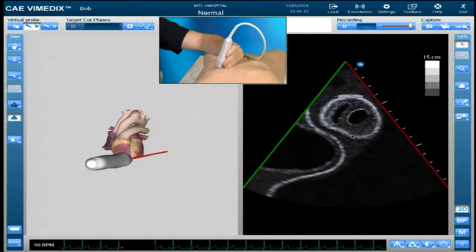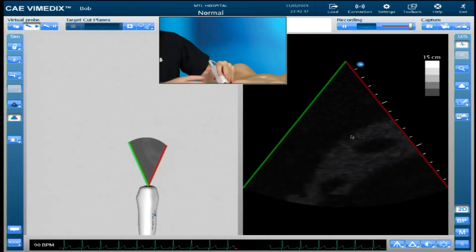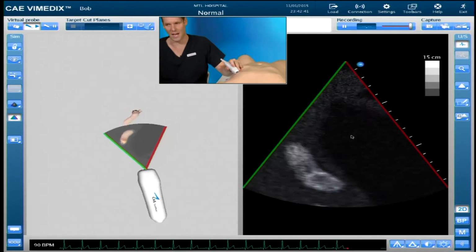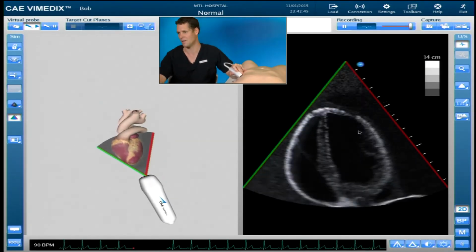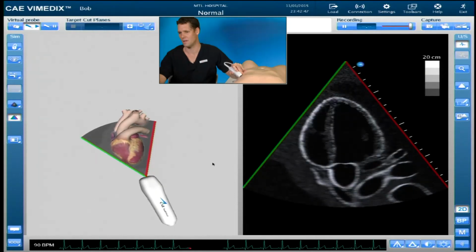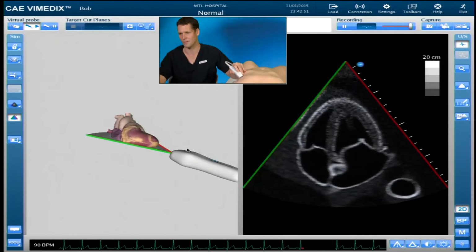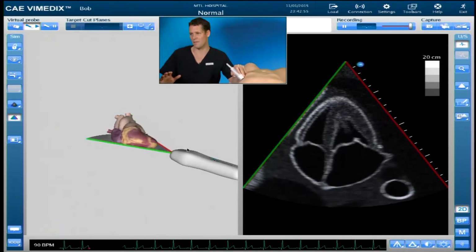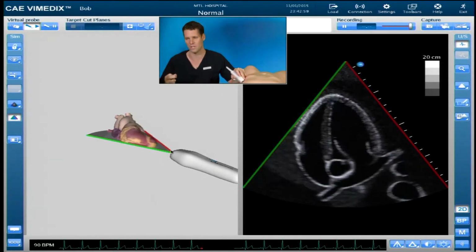Okay, the next view that we have is we move down to put the marker of the probe pointing down towards the bed, and we come up to the apex of the heart. And this is probably one of the hardest views to start off with. When we're talking about the left ventricle and the right ventricle function, we talk about making sure that we are not foreshortening the image.